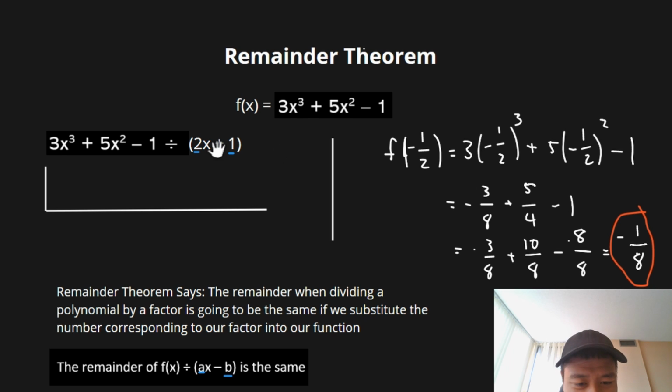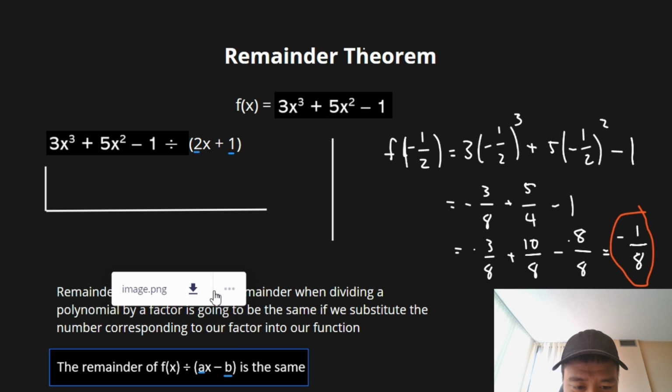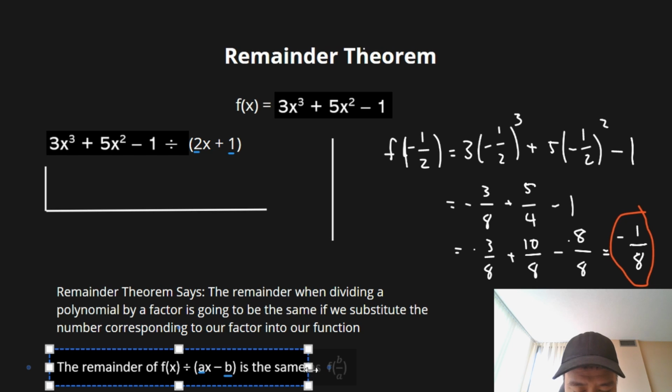So what we did, to get the number corresponding to our factor, is divide this number by this number and change the sign. In this case, it's b divided by a, and since we flip the sign, it's going to be positive. So we just have to substitute positive b over a into our function, which is exactly what we said here.